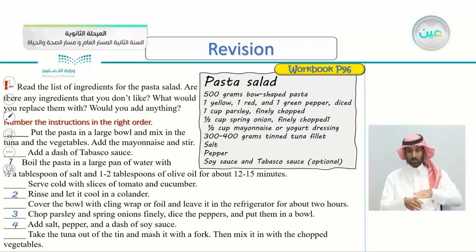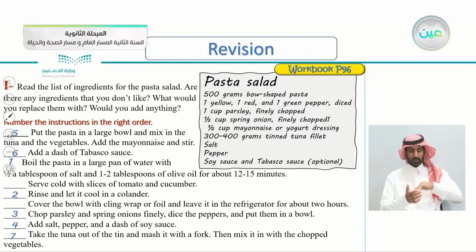Number 5, what's step number 5? Number 5 is to put the pasta in a large bowl and mix in the tuna with vegetables, add the mayonnaise and stir. And number 6 would be add a dash of Tabasco sauce. Of course, for me, I wouldn't make this 6th step here.